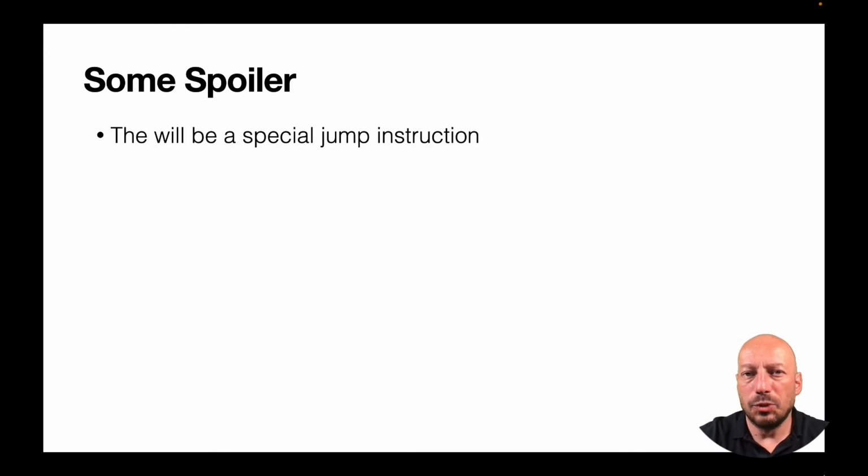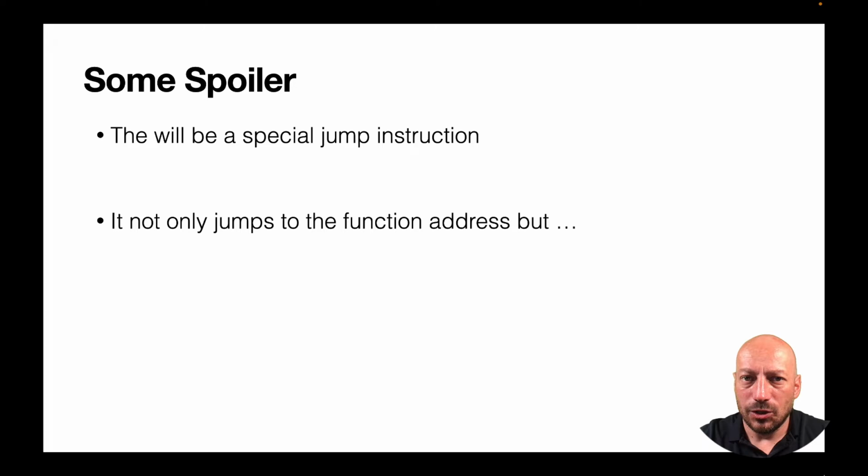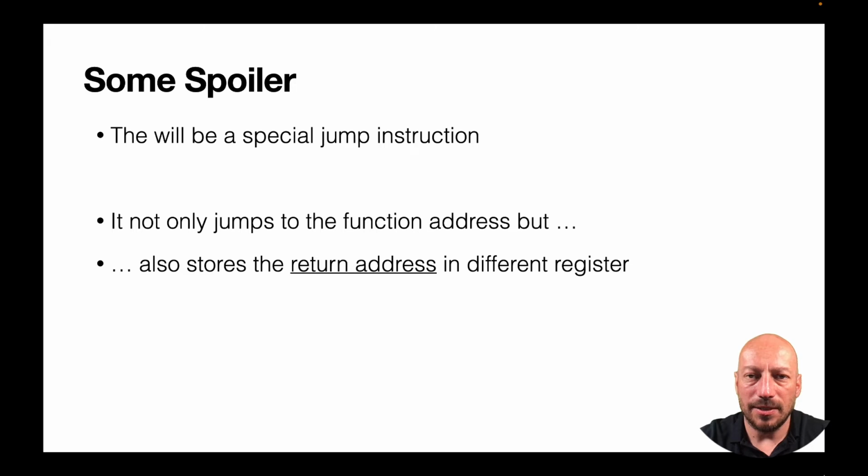Now this will be a spoiler for one of the upcoming videos when we deal with functions in assembly programming. You will see that we will not use the jump instructions that we used so far for control structures, for loops and if statements. We will use a special jump instruction, which is actually doing two things. It will of course jump to this address that was previously stored in some register, the address of a function. But before this jump takes place, it also will store the return address in a different register.